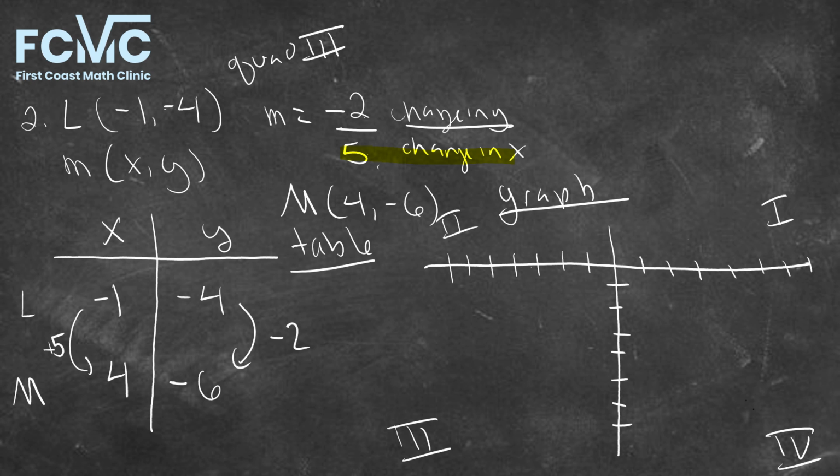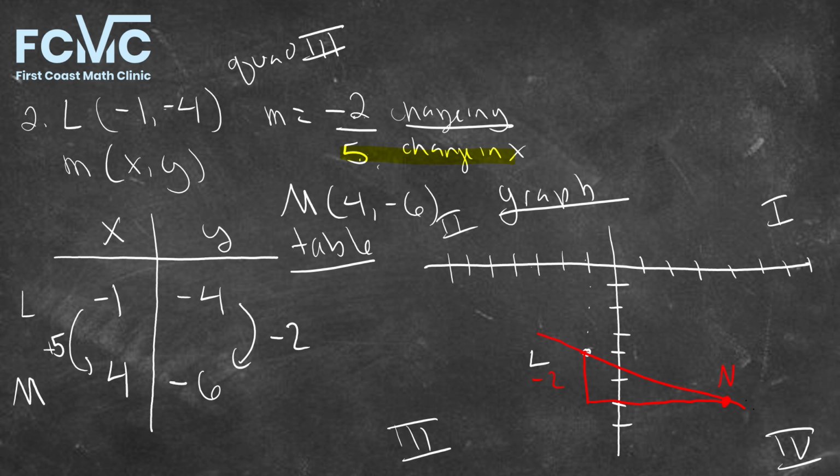Okay. So our point L is at -1, -4. So -1, 1, 2, 3, 4, -1, -4 is right here. So that's our point L. And then our slope, we're going down 2 and then right 5. So I'll do this in red. We're going to go down 2, 1, 2. So that's our -2. And then right 5, 1, 2, 3, 4, 5. So it's going to take us right here. So this is our graph.